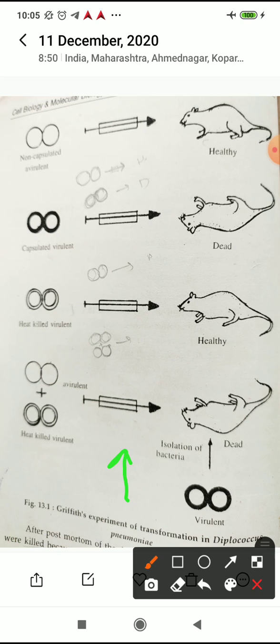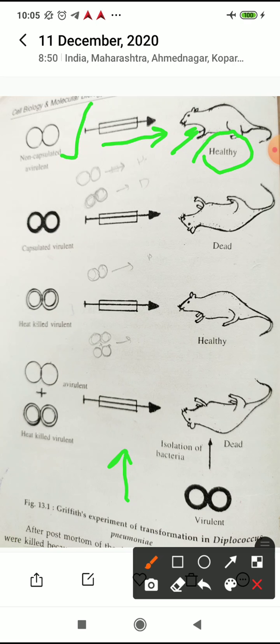Griffith did one experiment in which he injected the non-capsulated avirulent strain of Diplococcus pneumoniae into the body of mice. For the first time, what he did, see here in this figure, he injected the non-capsulated avirulent strain with the help of an injection into the mice. Here the bacterial cells were unable to cause pneumonia and the mice remained healthy. See here, the mice didn't die.